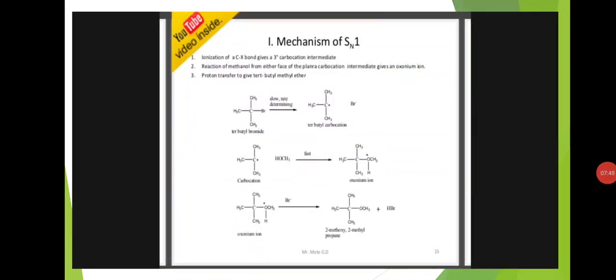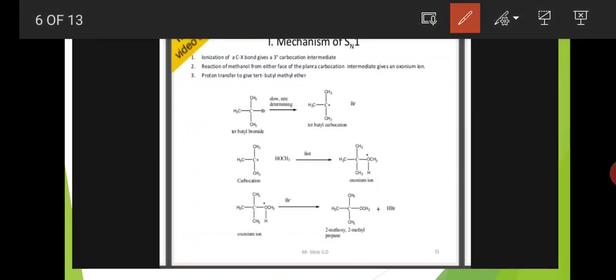And the mechanism of SN1. First, ionization of a carbon-halogen bond gives a tertiary carbocation as an intermediate. Reaction of methanol from either face of the planar carbocation intermediate gives an oxonium ion. Proton transfer then gives a tertiary butyl methyl ether.